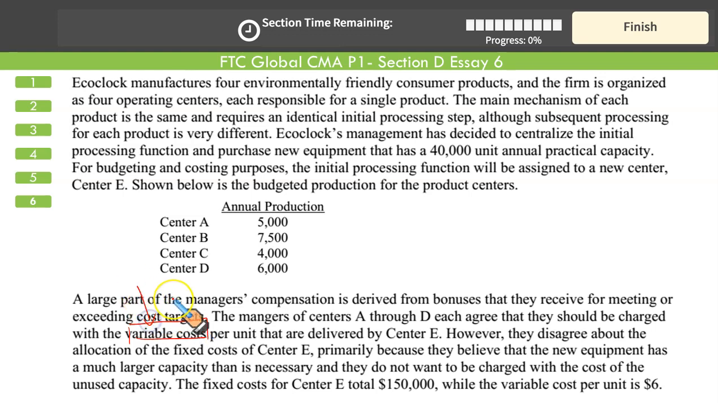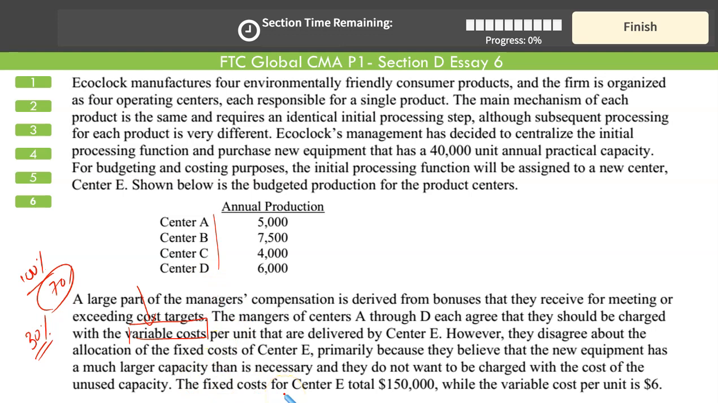So these are the two extremes. On one hand, you are saying that you should be charged for variable costs only, not fixed cost. But someone will have to bear the fixed cost. Fixed cost is necessary for manufacturing process: rent, insurance, depreciation, property taxes, plant managers and supervisors' salary. It's an essential component of manufacturing. How can we ignore? This point is valid. Maybe the plant is utilized only up to 30%, but the depreciation will be charged for the whole 100%. So the 70% excessive charge, unused capacity, that's what the managers of centers A through D are a little worried about.